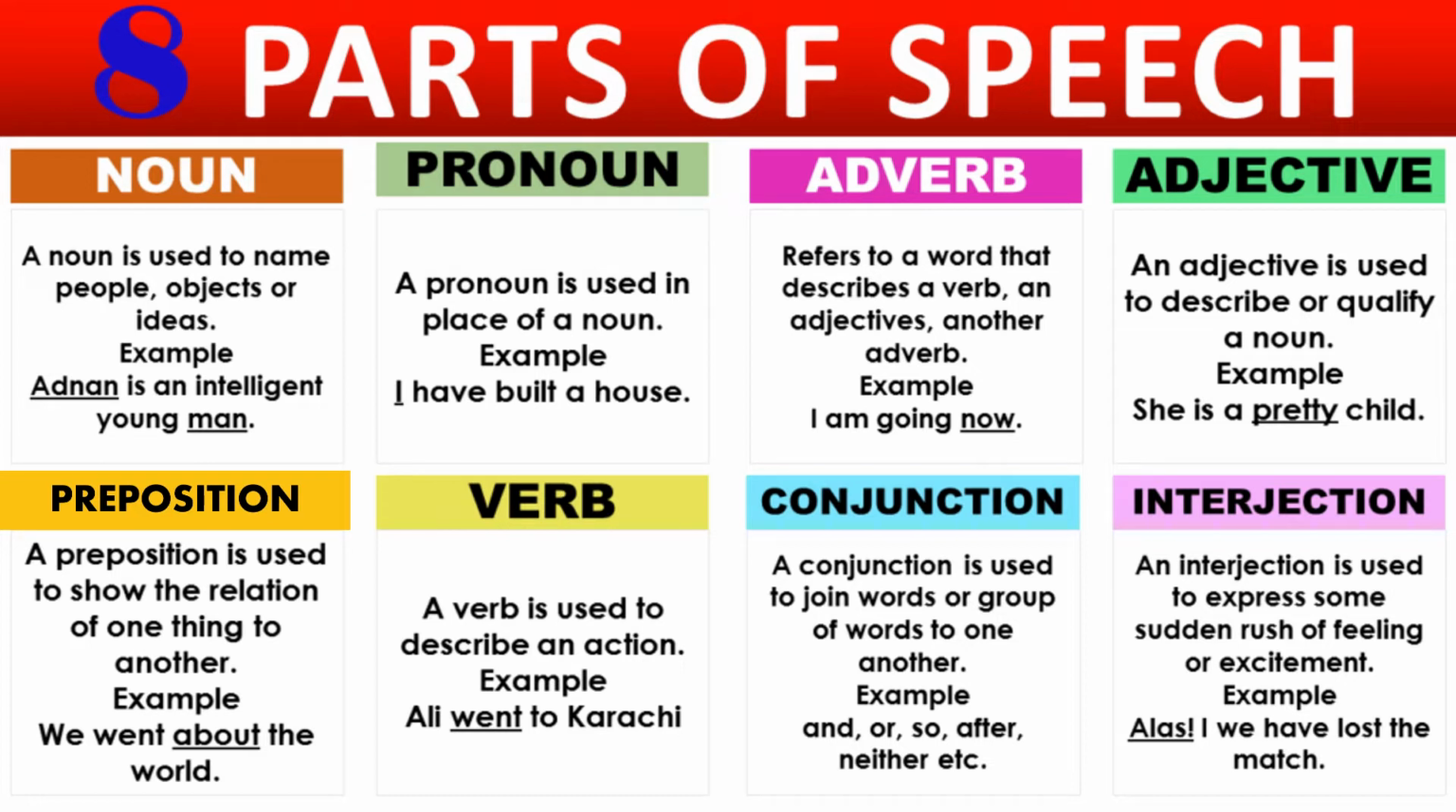Another part of speech is conjunction. It is used to join words or group of words to one another. For example, and, or, so, after, neither, etc. The last part of speech is interjection. It is used to express some sudden rush of feeling or excitement. For example, alas! We have lost the match.